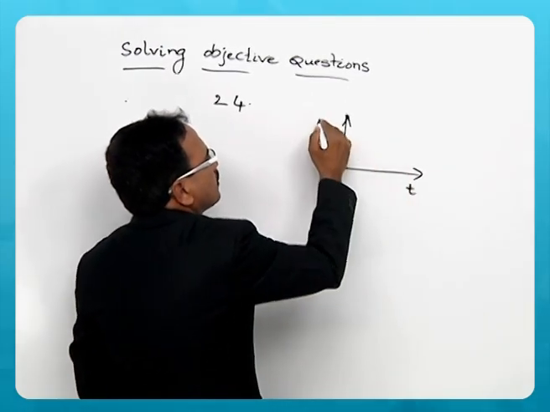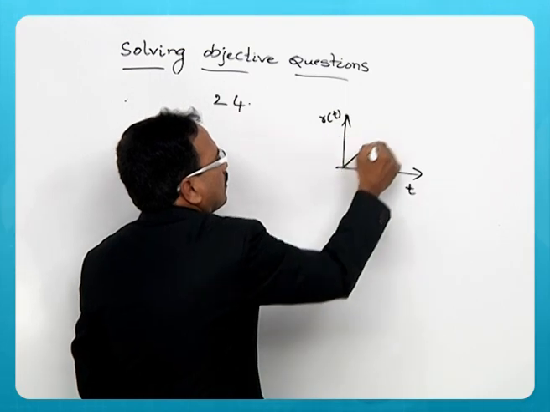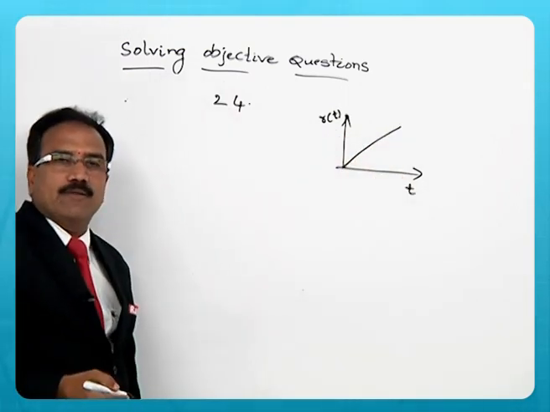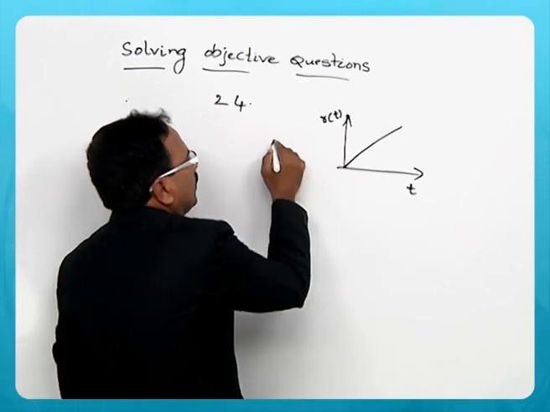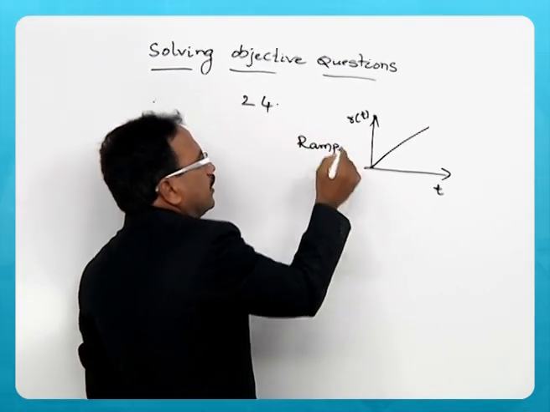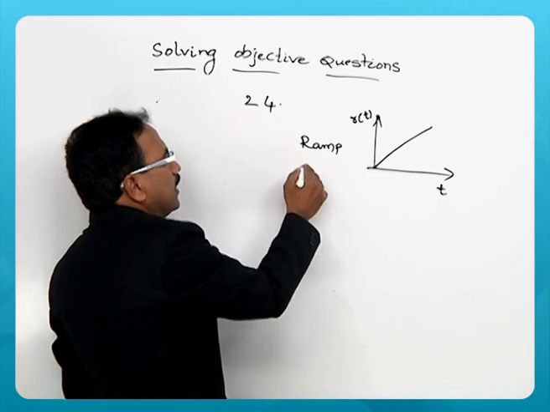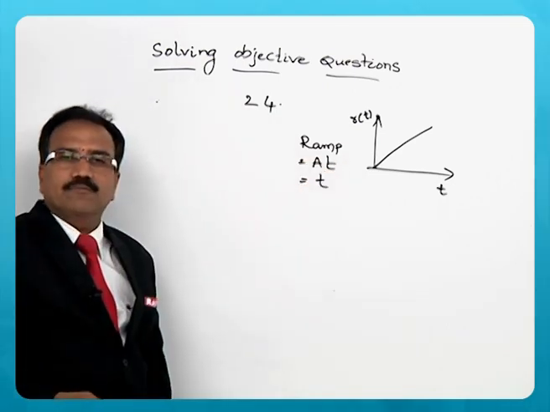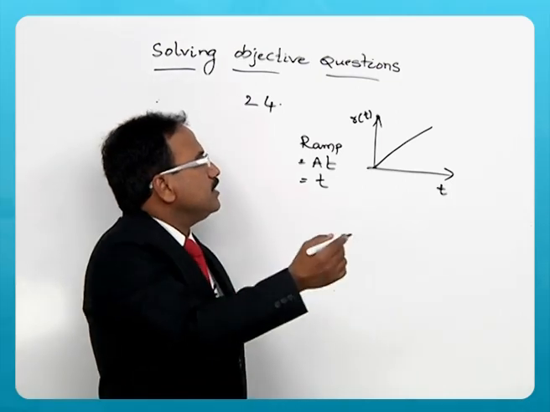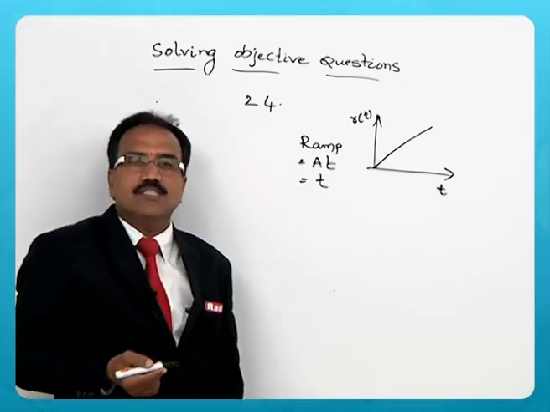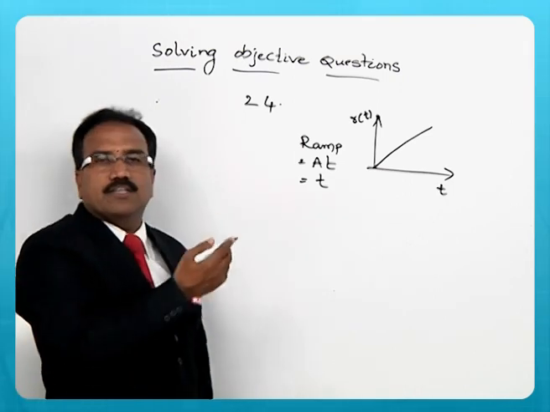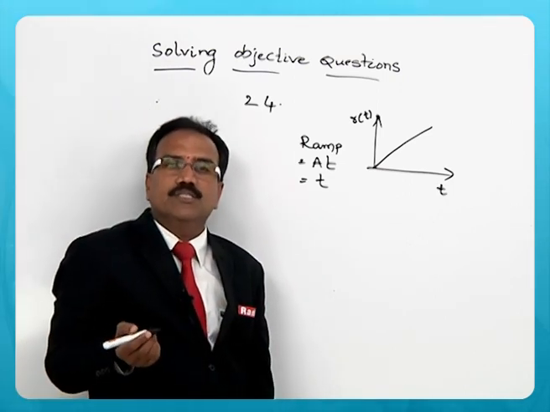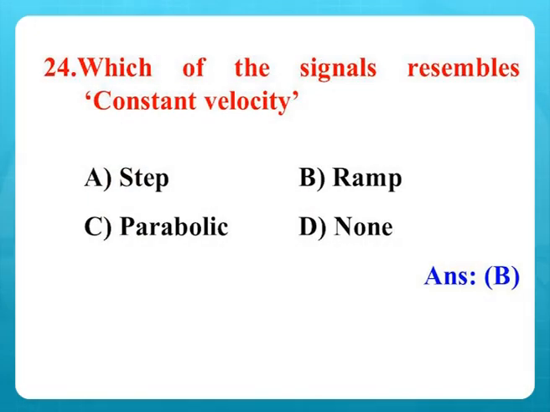It will be like this, a linear increase. So this is nothing but a ramp signal, whose magnitude is given by AT. If it is a unit step, it is simply AT. So as time increases, the signal value also increases. That's why it is a linear increase. So constant velocity means a ramp signal, and option B is the correct answer for this question.